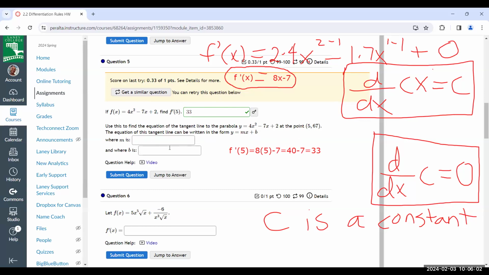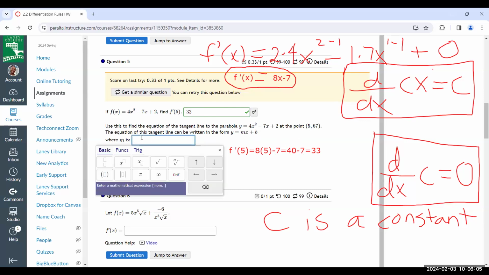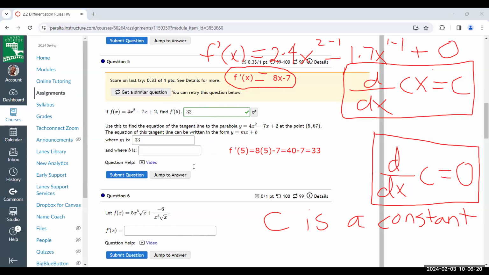Once you found your derivative, you found the slope of the tangent line. M represents slope, right? So your answer for f prime of 5 is also going to be your answer for your m. Again, that's because the derivative is the slope of the tangent line. So whenever you're finding a derivative, you're finding the slope of the tangent line. M represents slope. And so that's your answer for this part right here.